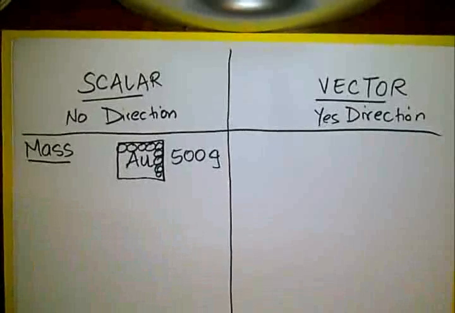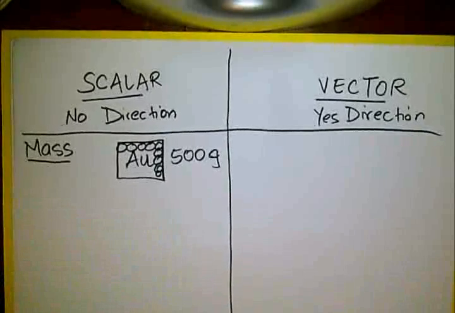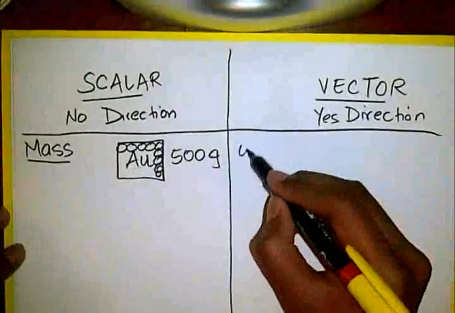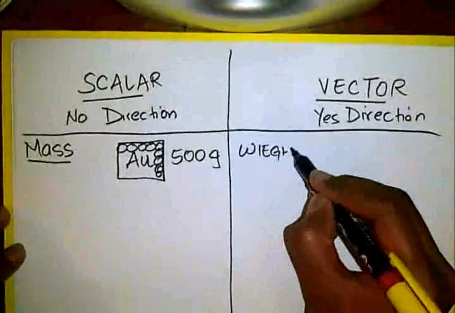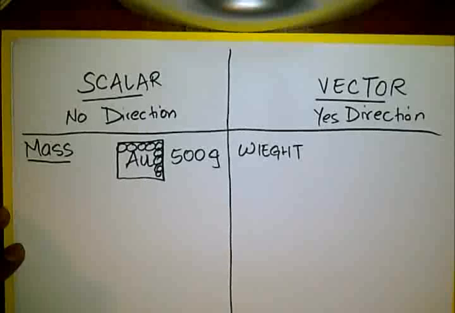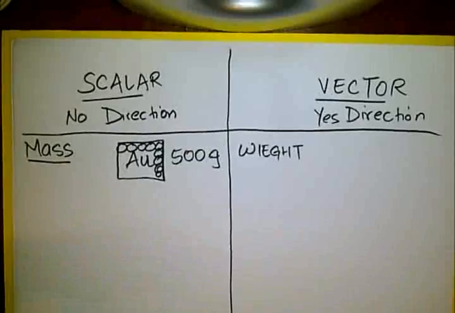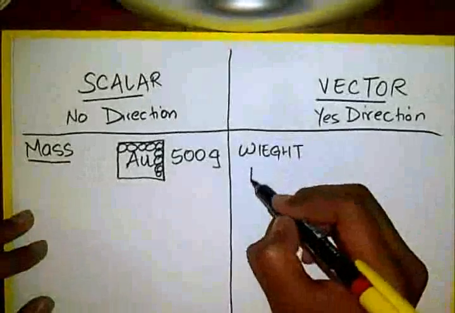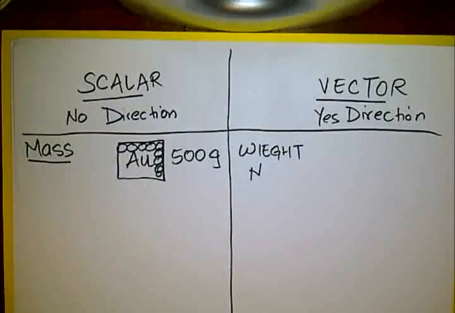Well, no, it doesn't. Some people get confused and might think, okay, but it acts downwards, right? But no, that's not mass. That is actually weight, which has a direction, which is in the direction of gravity. So mass would be a scalar because there is no direction, whereas weight would be a vector. Now, the unit for weight is not gram or kilogram or whatever. It's actually Newton. Why? Because weight is simply a force.